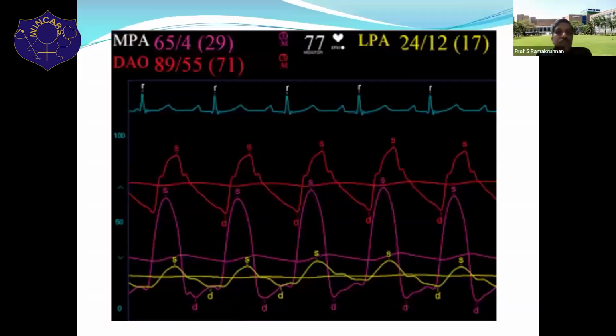So this is the other trace. The trace is shown like the MPA, the LPA, and descending aorta are shown in different colors. Descending aorta is in red, MPA is shown in pink, and LPA is shown in yellow. So what do you call this phenomenon? What is this known as?